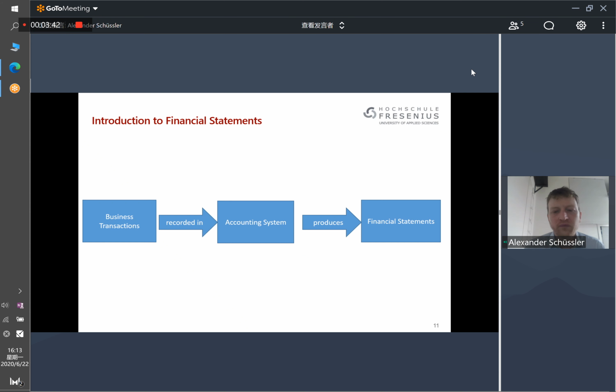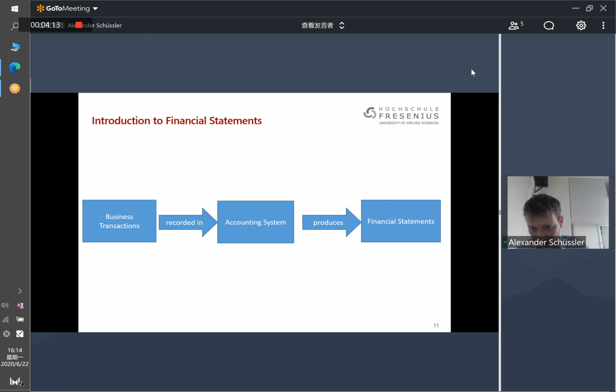So what is a financial statement, and how is it produced, basically? This slide is about that, and financial statements actually start with a business transaction. And what is a business transaction? It is basically everything. Every transaction in a company is a business transaction.